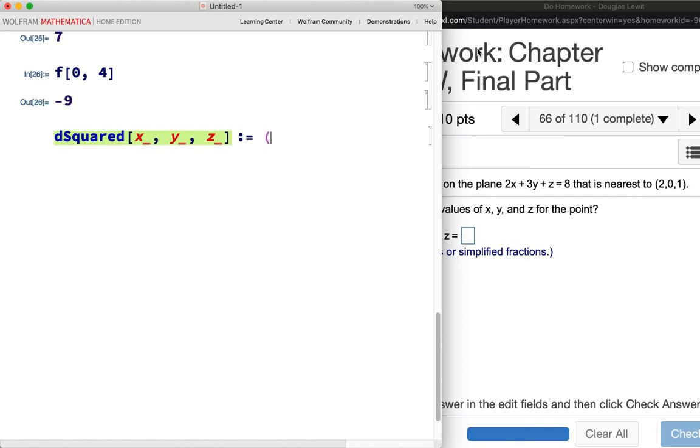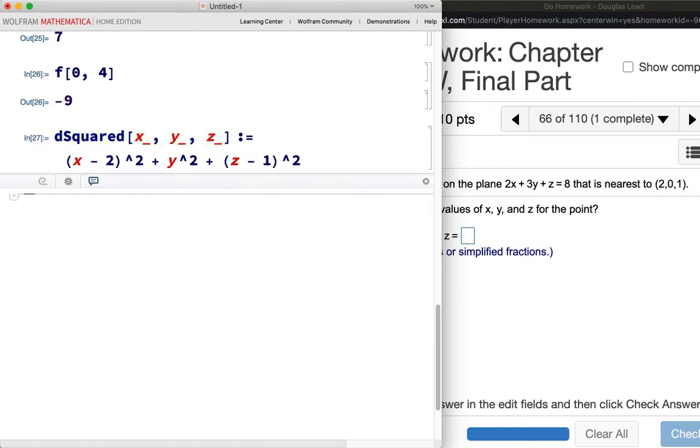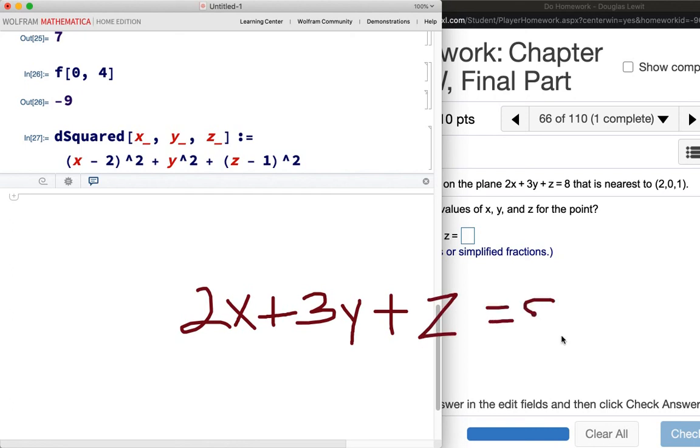So we have the distance squared is going to be (x minus 2) squared plus y squared plus (z minus 1) squared, okay? However, think about what z actually represents. How can we isolate z? So think about, okay, we have 2x plus 3y plus z is equal to 8.